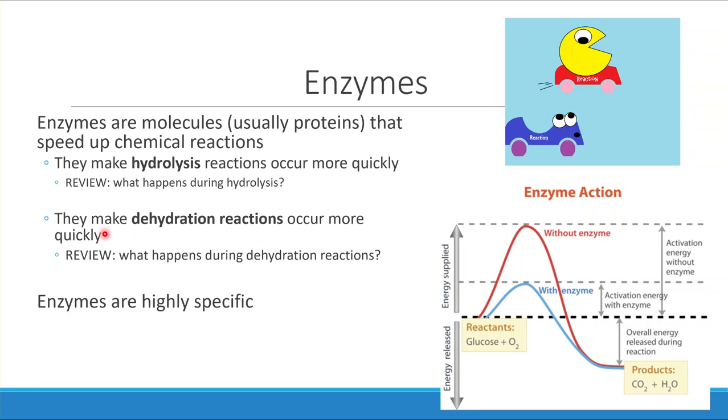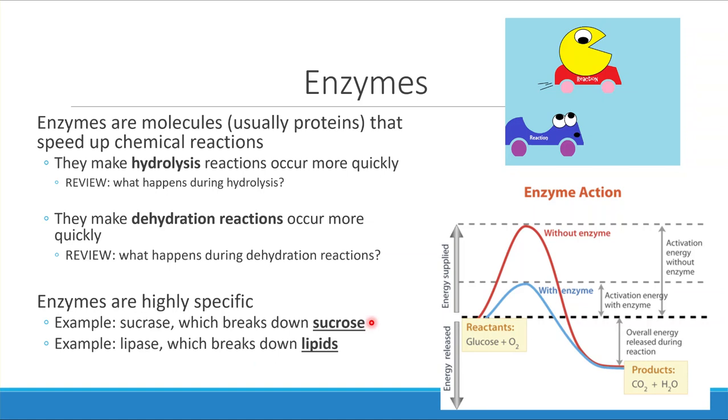With enzymes, we have many in your body, and the reason we have so many is because they are highly specific. So, for example, one enzyme that I use to break down carbohydrates is called sucrase. Sucrase is an enzyme that breaks down the sugar sucrose. So the name of an enzyme gives us a good idea of what it's going to work on. Here's another one. Lipase is an enzyme that breaks down lipids. Lipase and lipids.